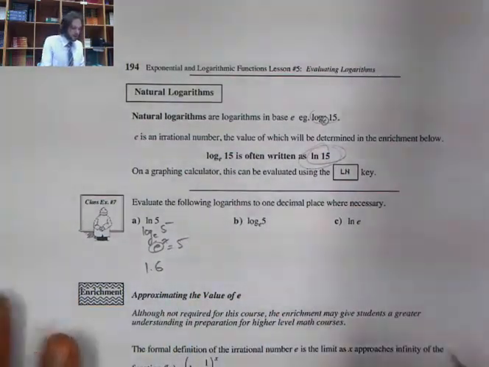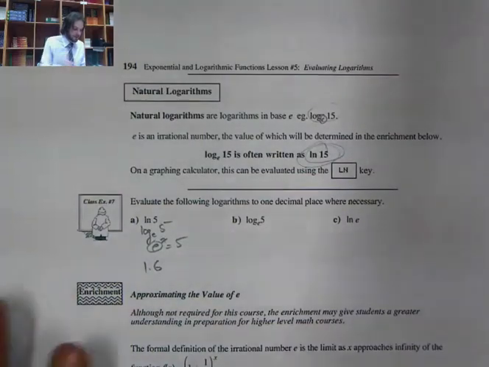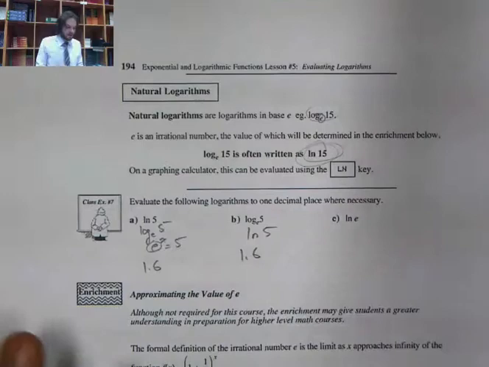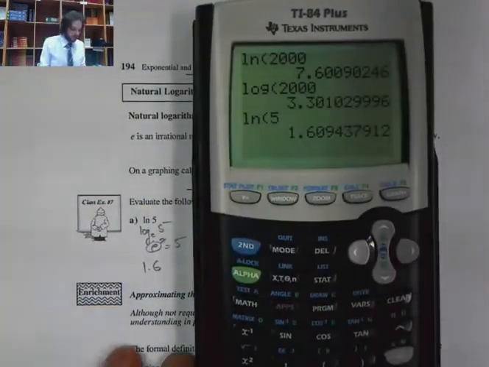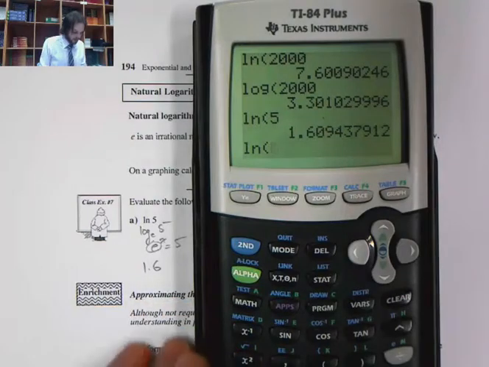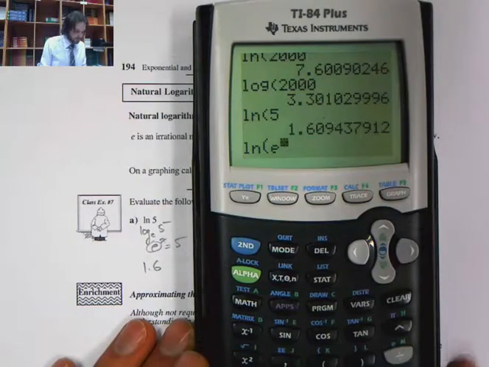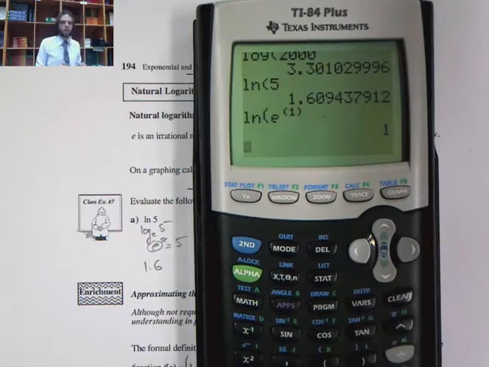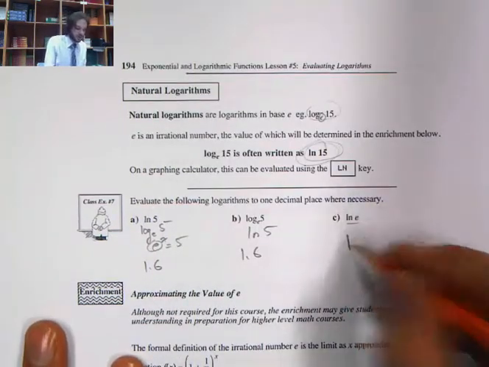Next one here, we want log base e of e. Well, that's the same thing as saying ln e. Well, what is the natural log of that? Let's try that. I get 1, okay? So this is 1, and that makes sense.